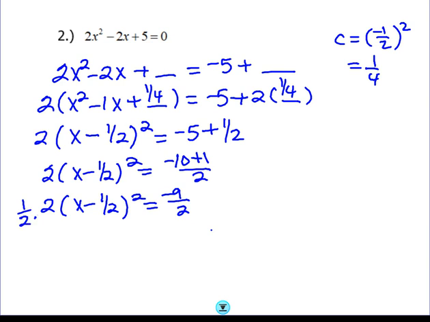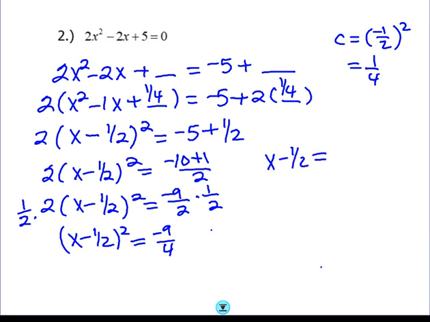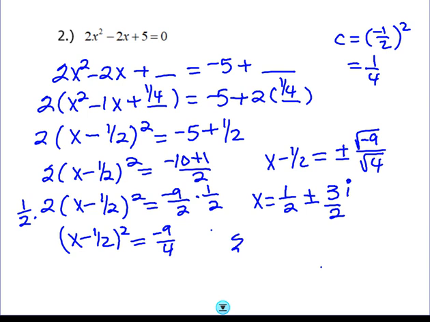Multiply both sides by a half. So I get x minus 1/2 squared equals 9/4. Square root both sides. x minus 1/2 equals plus or minus the square root of negative 9 over the square root of 4. So x is equal to, move the 1/2, plus or minus, the square root of negative 9 is 3i, and the square root of 4 is 2. All right, I can't combine my like terms. I got complex answers. So 1/2 minus 3/2 i, and 1/2 plus 3/2 i.